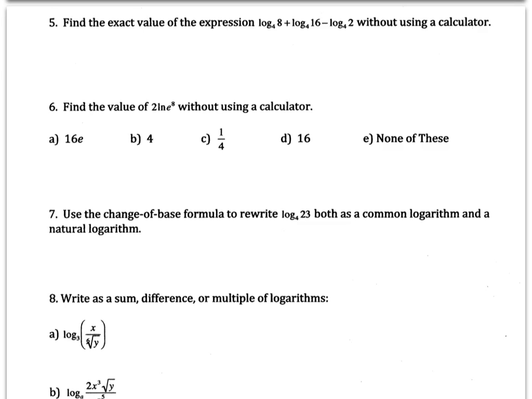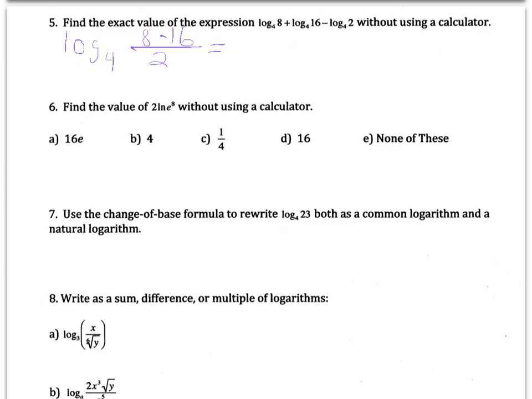For number 5, we want to find the exact value of the expression without using a calculator. So we can see that there are multiple logs in this expression, and it may be easier to condense this to only one log. So we notice that we have log base 4 of 8, plus log base 4 of 16, and we can condense that through multiplication. So we would have 8 times 16, and we have minus log base 4 of 2, so 2 can go in the denominator of our fraction.